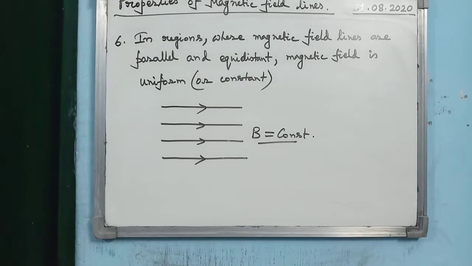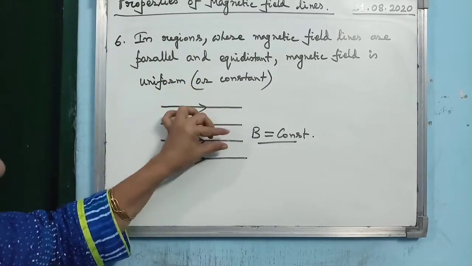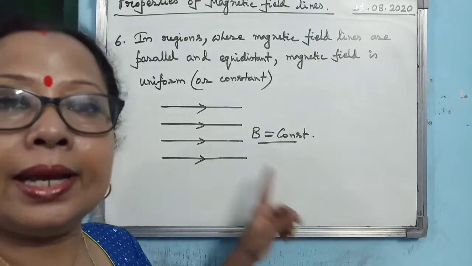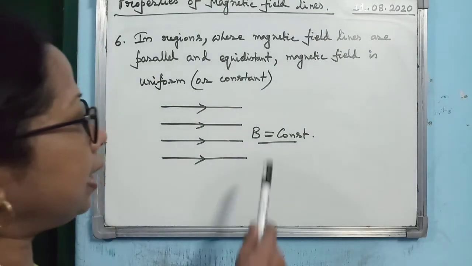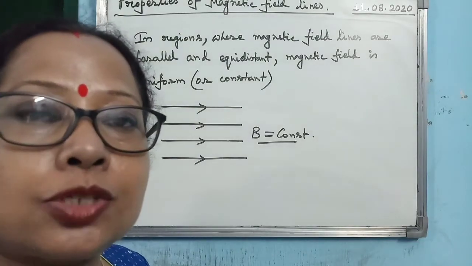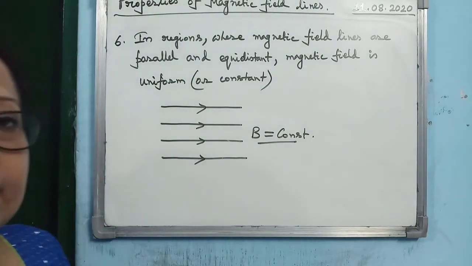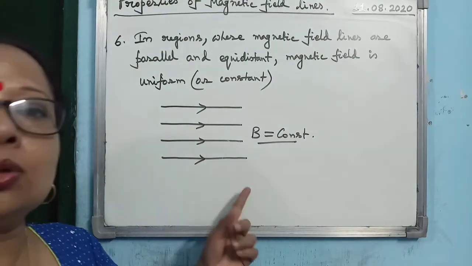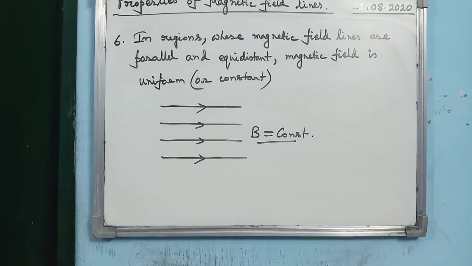Now the next property of the magnetic field lines, this is also important. In regions where magnetic field lines are parallel to each other and equidistant, then the magnetic field is uniform or constant in that region. This is also important, and how you may get the question: either it will be asked that draw the magnetic field lines for uniform magnetic field, then you have to draw this one, or you may get this question, if the magnetic field lines are like this, what is the conclusion you can draw? That the magnetic field is constant in that region.